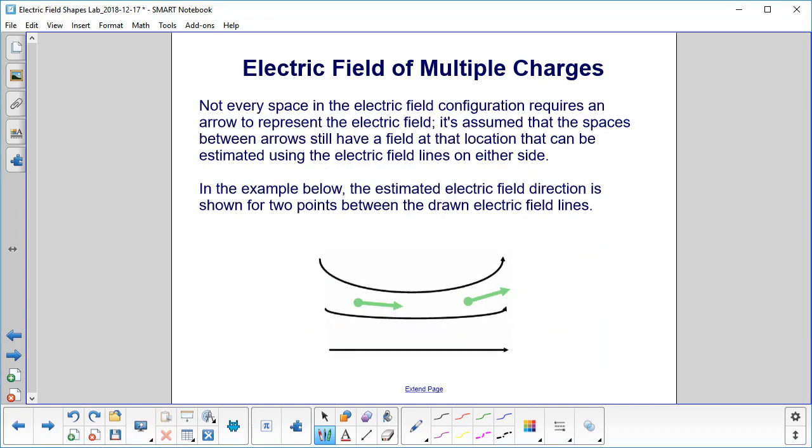When we draw this, we don't have to have every space in the electric field configuration with an arrow. We'll assume that the spaces between the arrows still have a field at that location that can be estimated using the electric field on either side. In the example below, the electric field direction is shown for two points between this electric field line and this electric field line. We're kind of averaging these two curves, so here the electric field goes this way, and here the electric field would be like this, and here would be like this, so we kind of averaged the two. Again, these are just approximations and are just visualizations for us to look at.